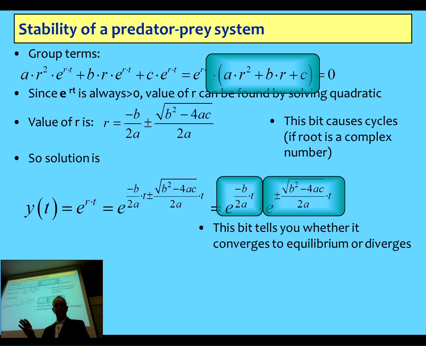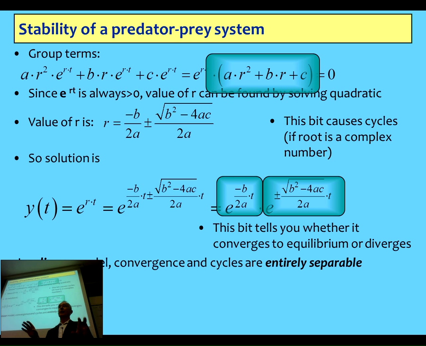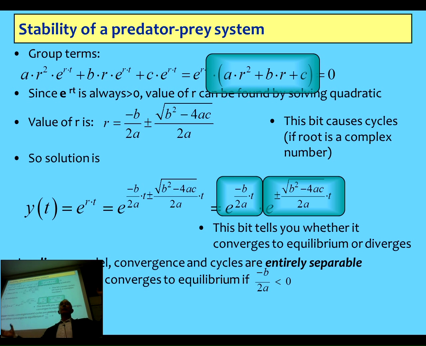Magnitude and cycles are completely independent in a linear model. So whether it converges just depends upon the value of minus b over 2a. And so if minus b over 2a is less than 0, a negative number, then the system will converge to equilibrium from wherever you might start.